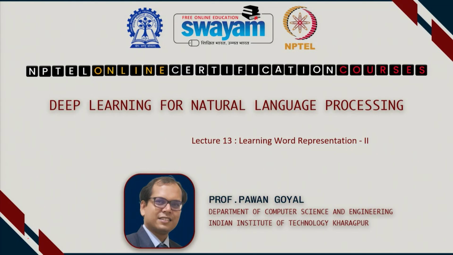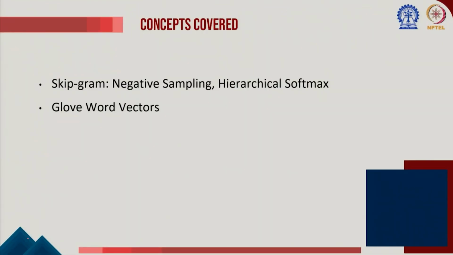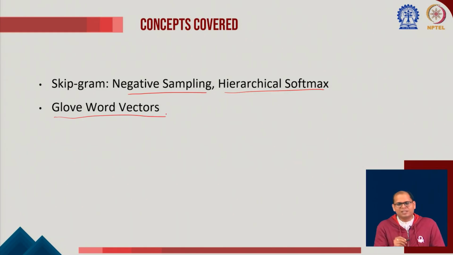Hello everyone, welcome to lecture 3 of week 3. We'll continue our discussion on how we learn word representations. We'll continue our discussion on the skip-gram model and see the negative sampling and hierarchical softmax formulations, and also talk about the GloVe word vectors, another very important word vectors along with word2vec.